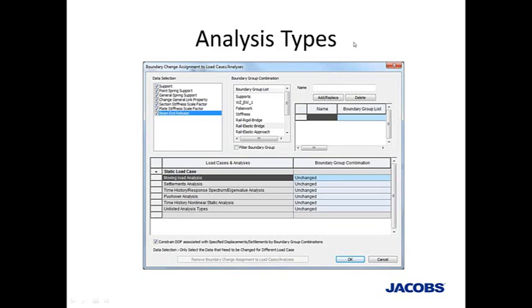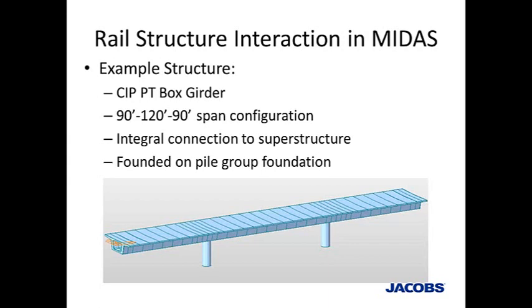Thanks, Sean. So we're going to go and take a look at this subject bridge for our case study. Total bridge length is 300 feet with the 90-120-90 span configuration. It's a cast-in-place post-tension box girder. Each support has an integral bent diaphragm connecting the column to the superstructure. And the foundation is a pile group, which is represented by an equivalent spring in MIDAS. This particular structure has a superstructure depth of 10 foot 3 inches, 8 foot diameter columns, and the columns are approximately 20 foot tall.